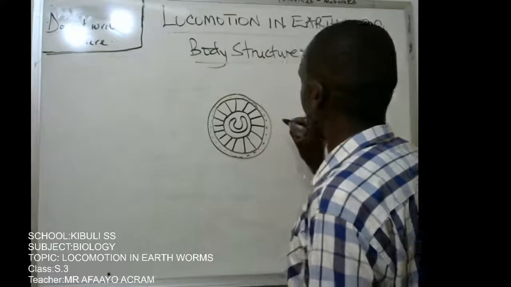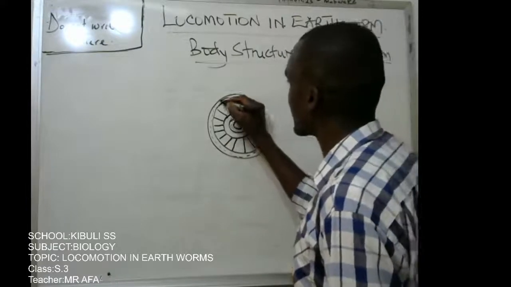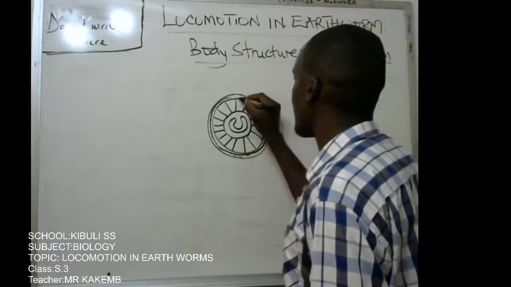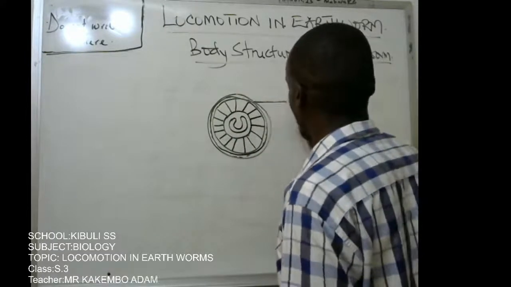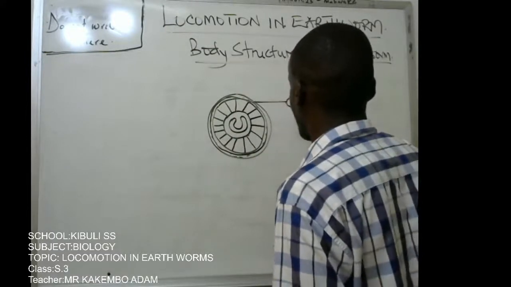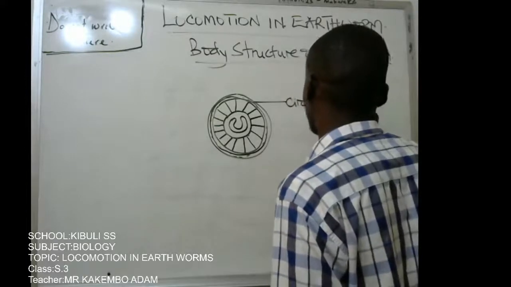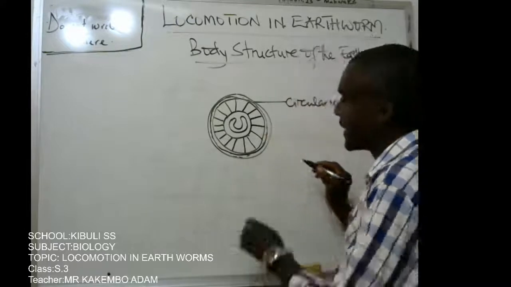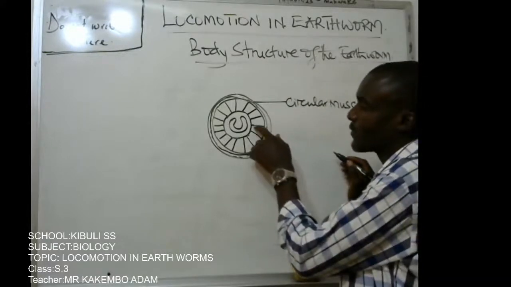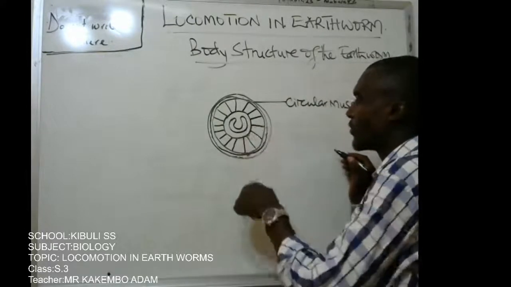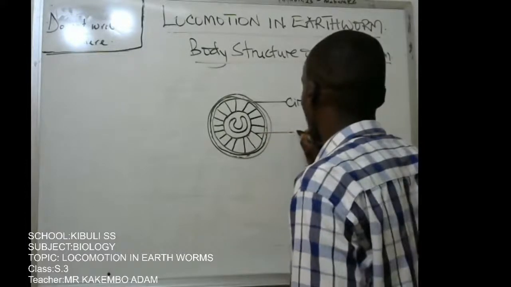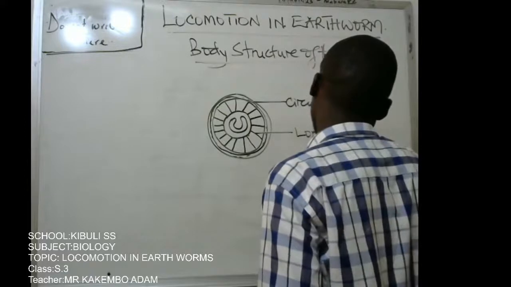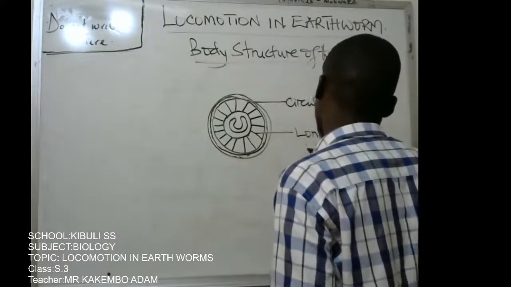So those are the two sets of muscles we are talking about. The outer muscles, which are ringed, we are referring to as circular muscles. Then these ones that attach on the circular muscles to the middle are known as longitudinal muscles.